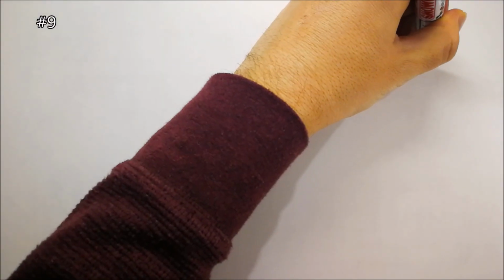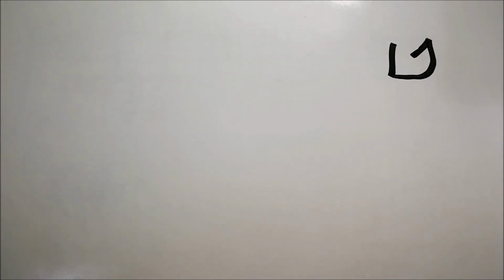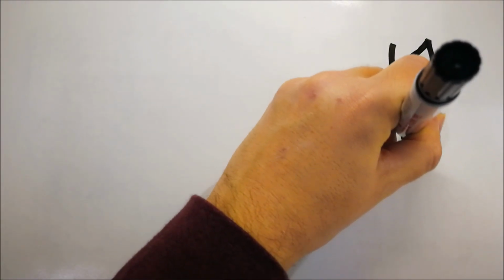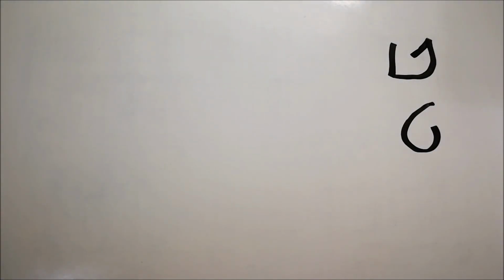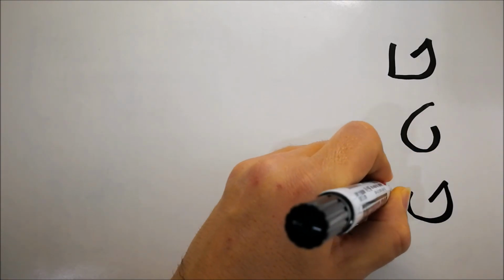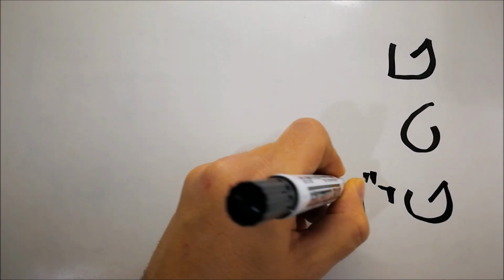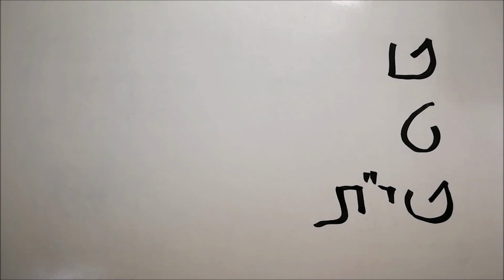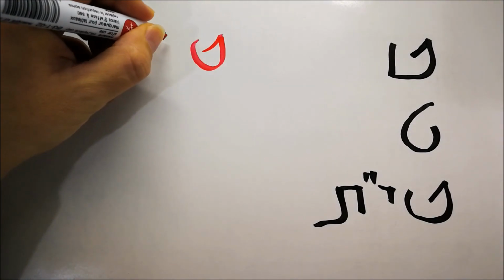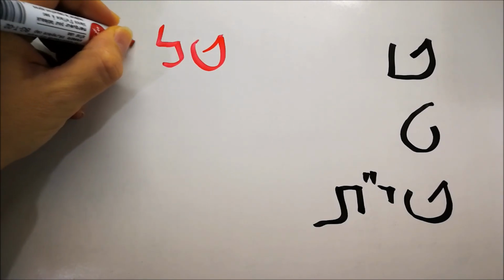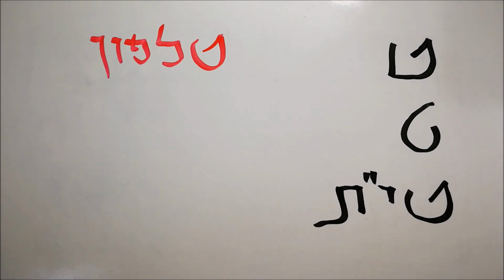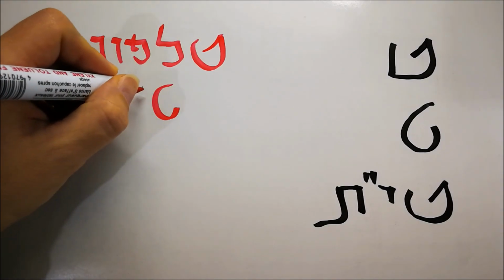The next letter is tet. This is how you write tet in print and in handwriting. This is how you spell the letter tet. A word example for the letter tet is the word telephone. I'm sure you know the translation already.